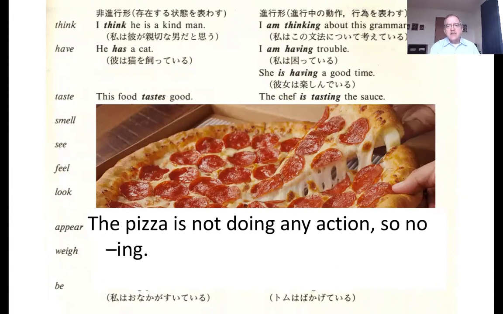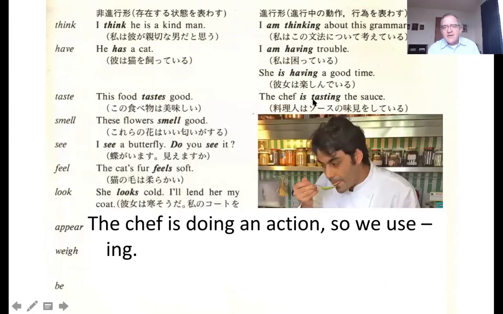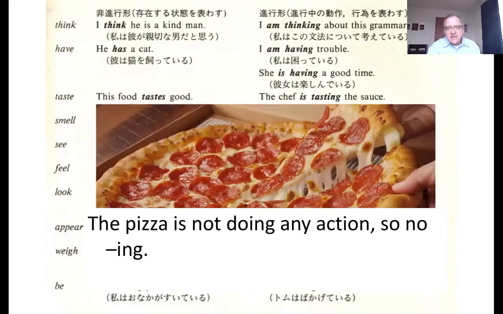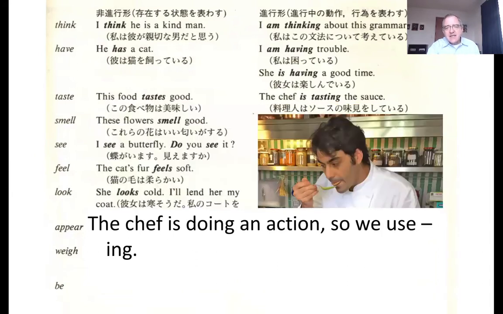Now the next one is the chef is tasting the sauce. And we can see the chef is a man, and tasting is very active, see? And so he's actively tasting. Now this is not active. That's the pizza's not doing anything. This is active. He's using his mouth and tongue. Okay, so we're saying ing.